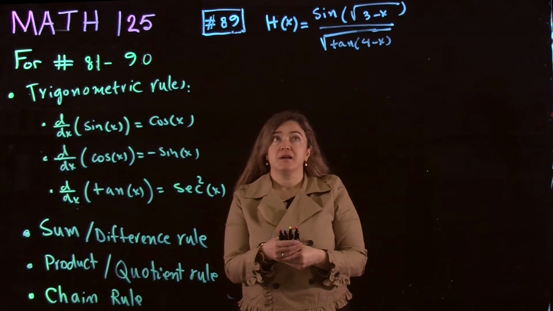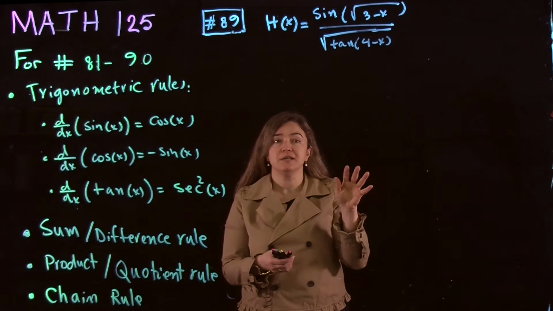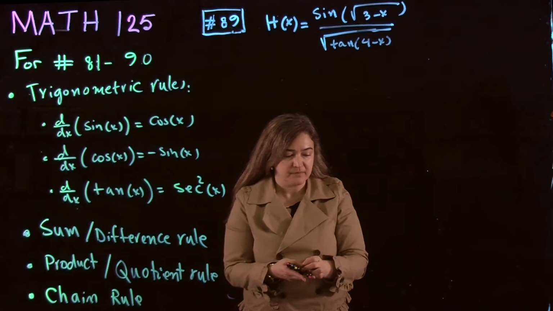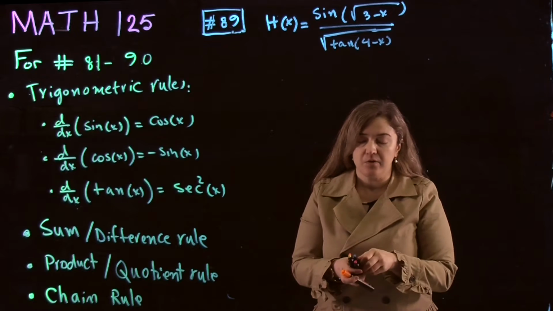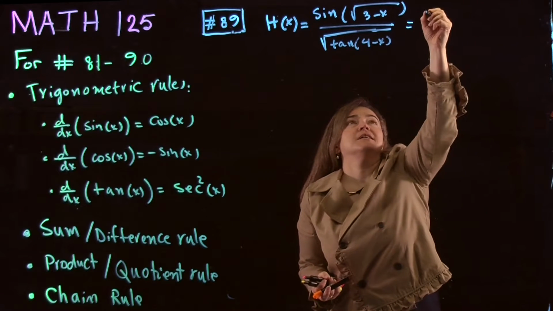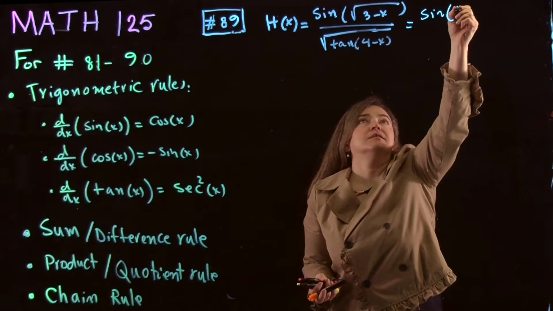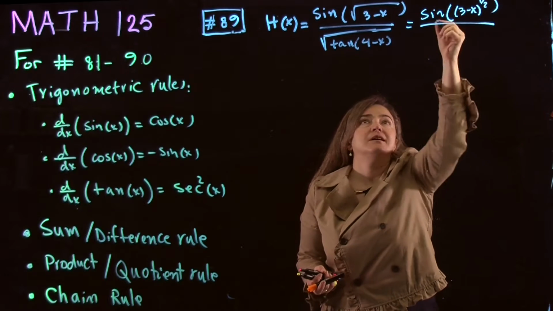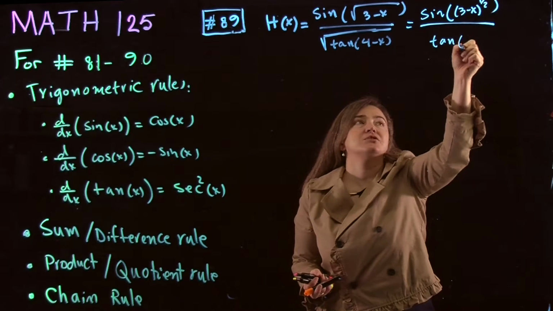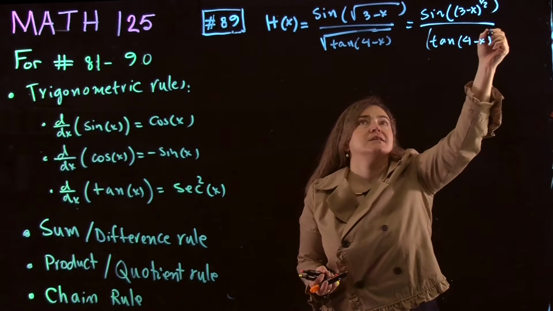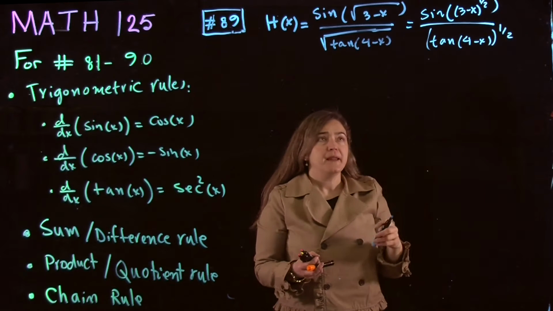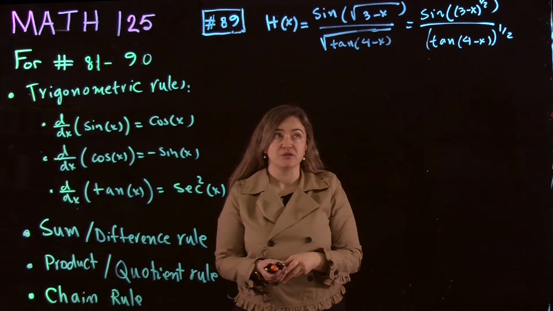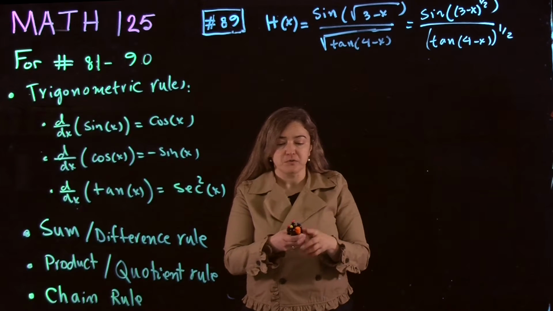First step, I would like to replace all the square roots by the power that I can replace them with. So that makes it sine of (3 minus x) to power 1/2, divided by tangent of (4 minus x) to power 1/2. Next thing that I notice is that this is a quotient rule. So let's do the quotient rule.